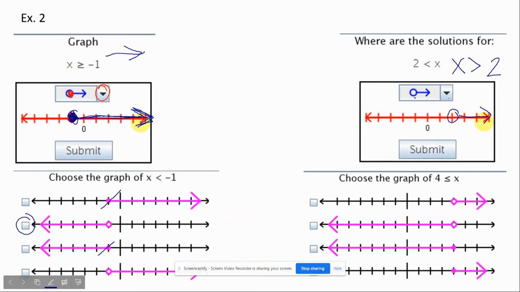For this one, you're choosing the graph. Okay, we have to flip these. And then you're saying greater than or equal to. All right, so again, if that's or equal to, that means it has to be a filled in circle. And it has to be greater than, so it has to be this last one down here.